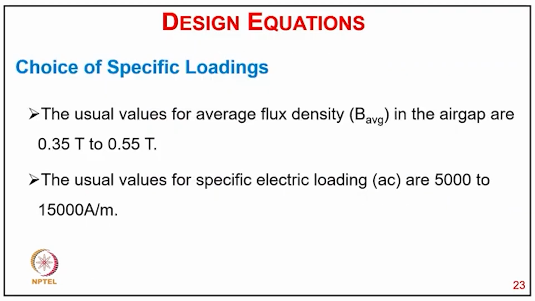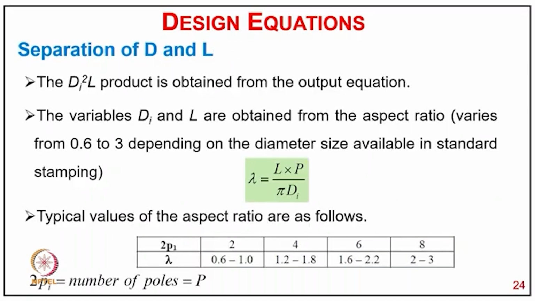Now coming to the choice of specific loadings, we have two specific loadings. The average flux density normally varies between 0.35 Tesla and 0.55 Tesla, and the usual specific electric loading varies from 5000 to 15,000 ampere per meter. So the D square L product is obtained from the output equation.